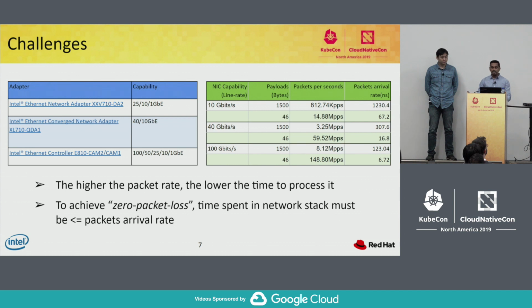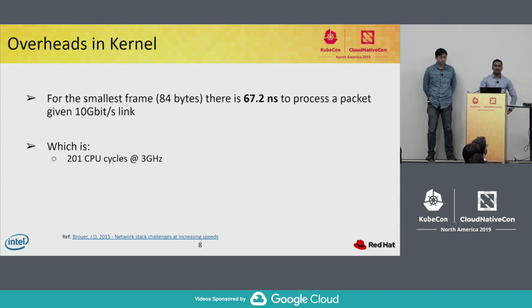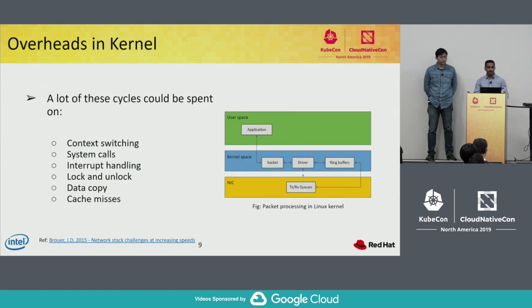So the higher the packet rate, the lower the time to process, and to achieve zero packet loss, the network stack processing time must be less than the packet arrival rate. So this is the overhead in the kernel. As we can see, for the smallest packet frame, which is 85 bytes in Linux, there is 67 nanoseconds to process, which translates to about 201 CPU cycles on a 3 gigahertz CPU. That is a very small time for small packets on a 10 gig NIC, and this is really challenging for the software stack to keep up with.